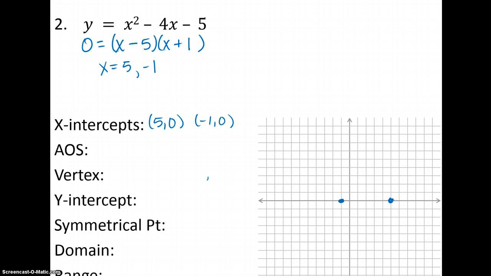on my graph. The axis of symmetry is equidistant from these two ordered pairs. So I count my spaces. I have 1, 2, 3, 4, 5, 6, which means the axis of symmetry has to be 3 spaces away from both of these x-intercepts. So I go over 1, 2, 3, and here is my axis of symmetry.